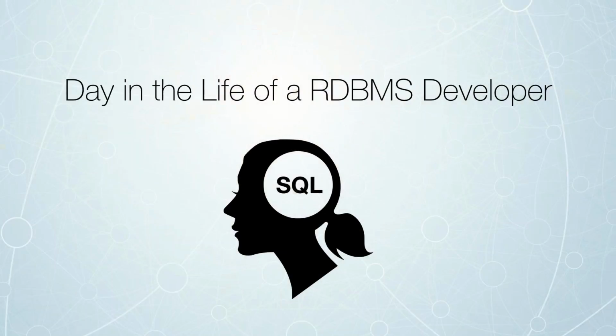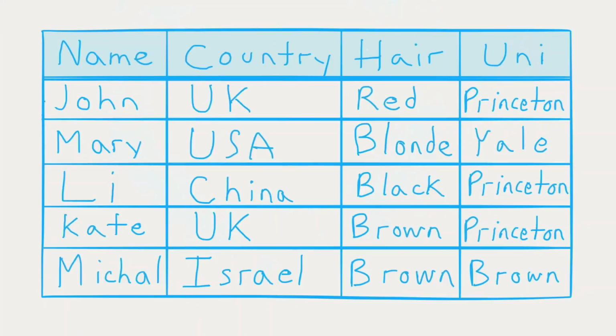A day in the life of a relational database developer. So let's explore how a relational database or SQL developer works today. They work with data in tables. Here's a table of people, where they're from, their hair color, and the university they attended. And for those of you who can read this young gentleman's handwriting, you can see here that Princeton is represented multiple times in the university column.